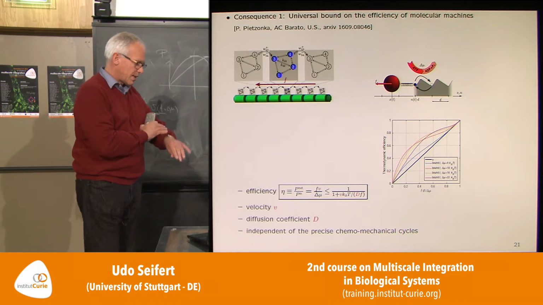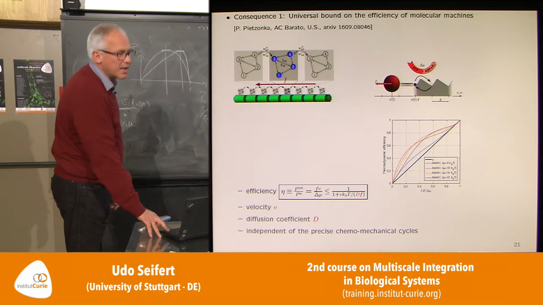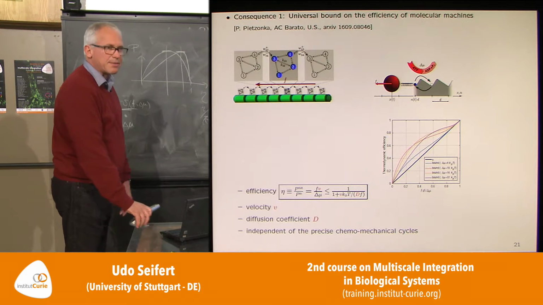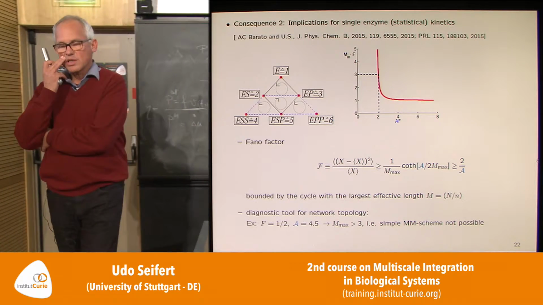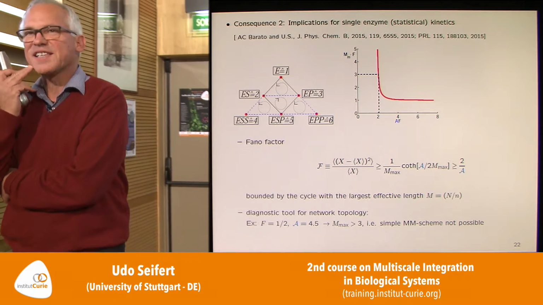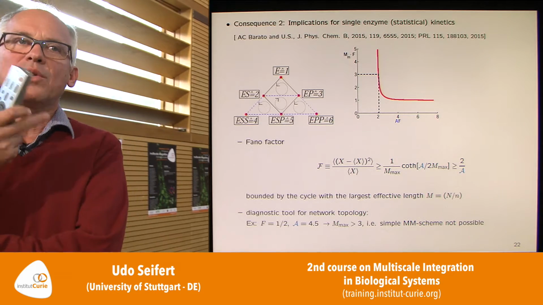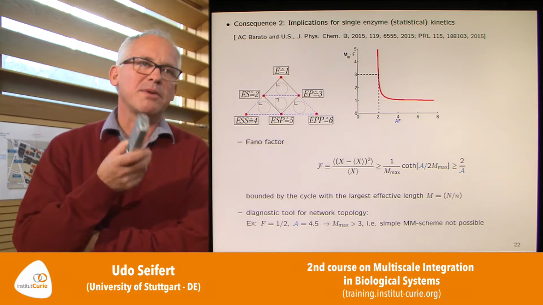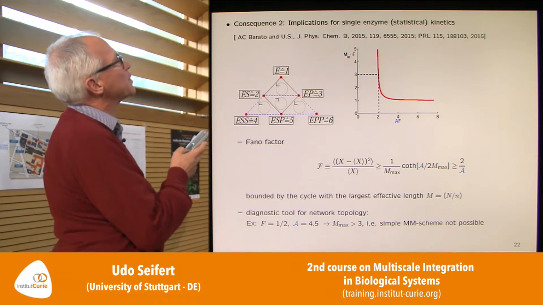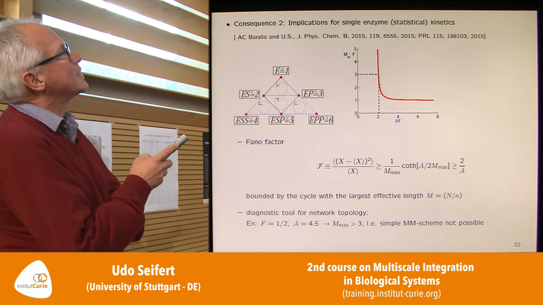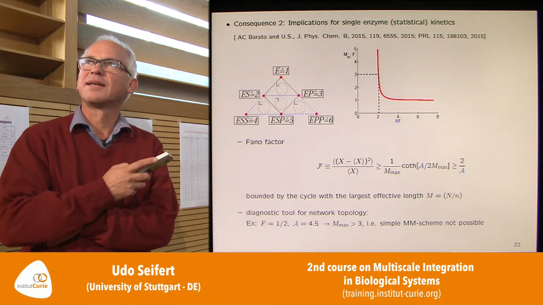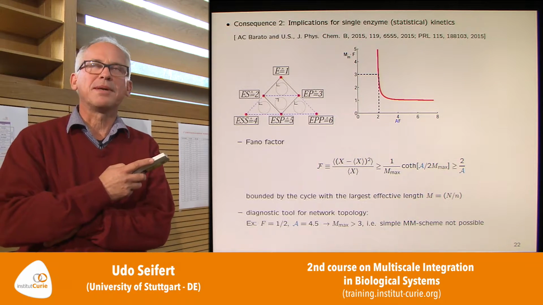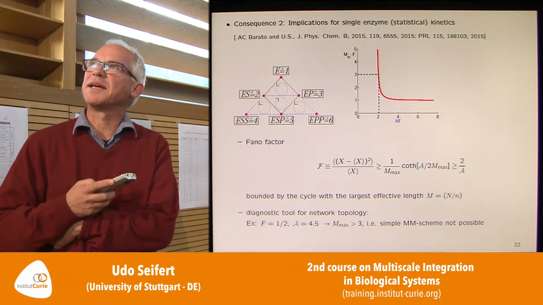Okay, so let me show you the second consequence. Suppose you have an enzyme and you don't know the enzymatic cycles it's operating on. And again, I'm using a simple example. So I guess who doesn't know about Michaelis Menten? Okay, 2 people. Let me explain Michaelis Menten.